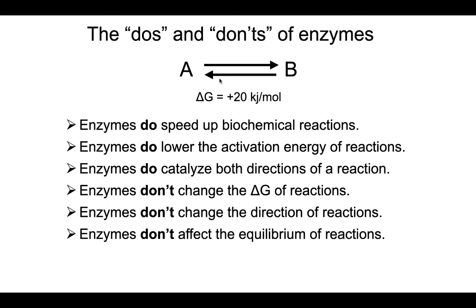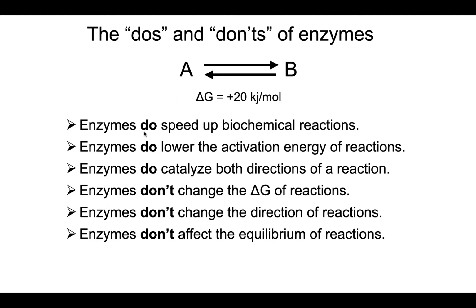Well, we know that it does more than not go at all, because not going at all means it has a delta G of 0, right? That it is at equilibrium. This has a positive delta G, which means that it's going in the reverse direction. B gets converted to A based on this delta G. So, based on all of this, what can enzymes do? What can they not do?